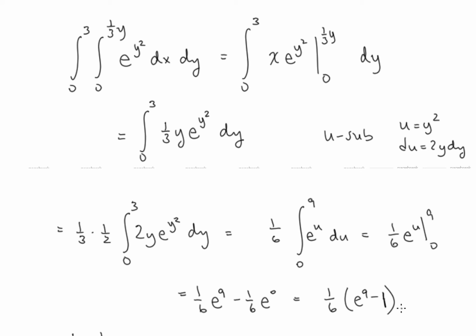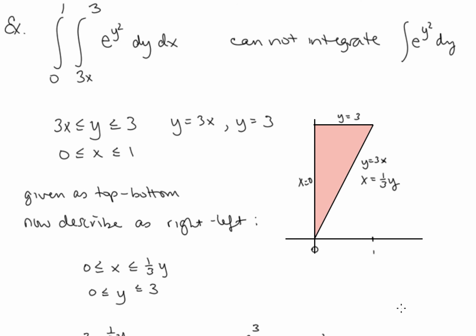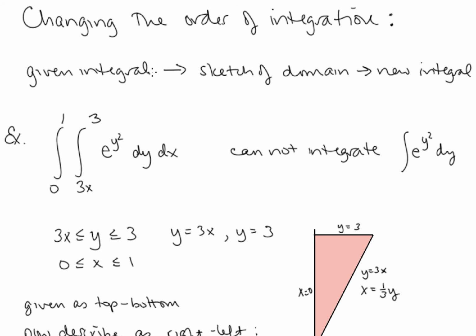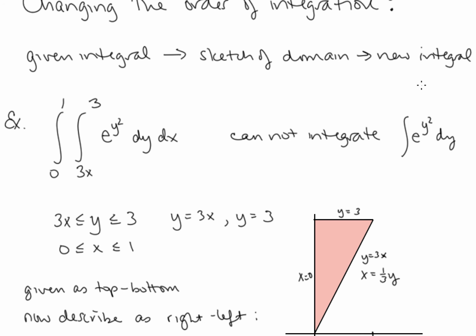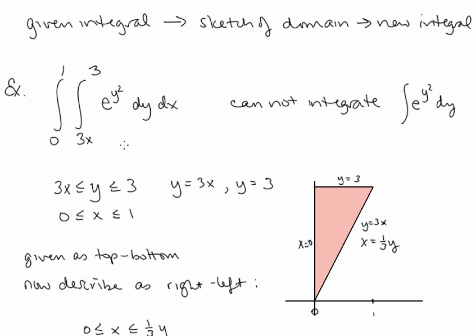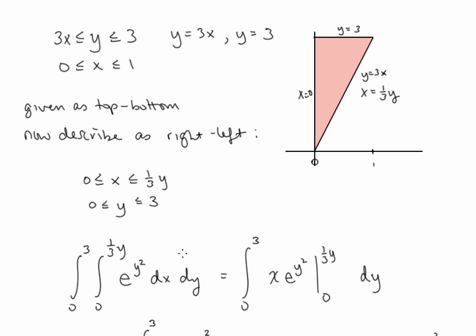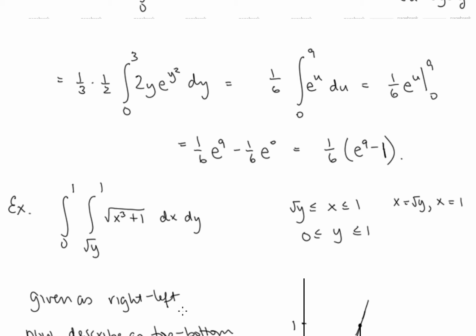So again, the process with changing the order of integration is to start with your given integral, sketch the domain, and then from that sketch, get a new integral. So we started with this integral. From the given integral, we sketched the domain. We realized we were given it as a top to bottom, which means that we need to write it as right to left so we can switch the order. And so then we create our new integral. Let's take a look at another example.